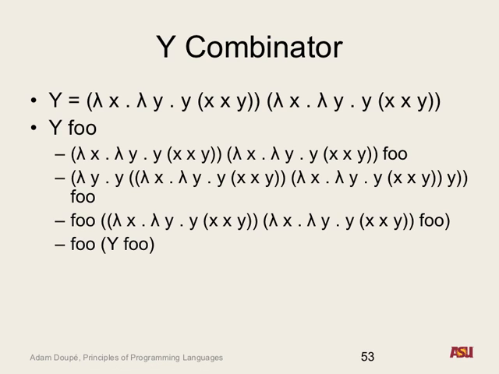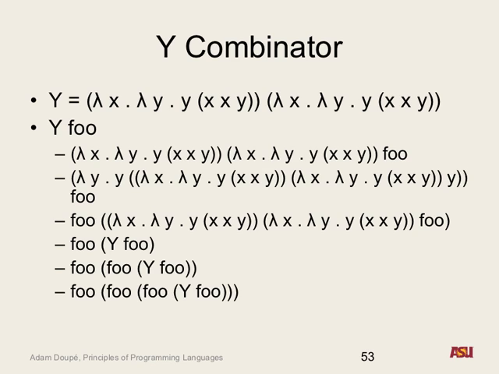But is this foo a name? No, it's not a name. It's a lambda expression, right? That lambda expression gets copied there. And then what happens when you expand this out? You get foo Y foo, and then inside there you get foo Y foo, and then inside there, foo Y foo. Right? Does it ever stop? No.